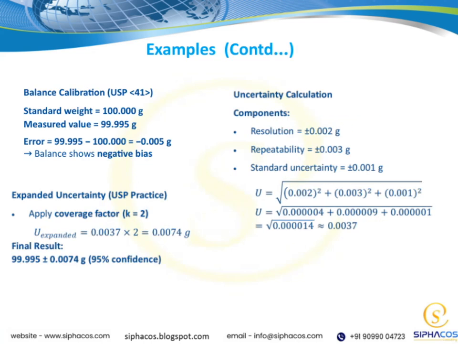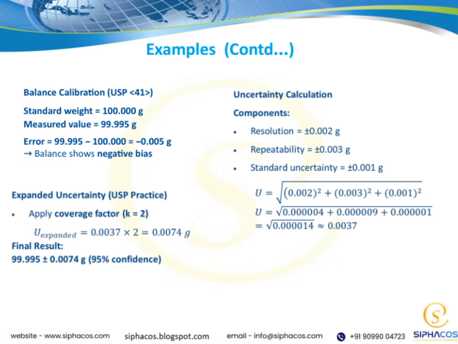Let's take a look at some additional examples of balance calibration, as outlined in USP 41. Here, we've got a standard weight of exactly 100 grams. When we measure it on the balance, the actual reading shows 99.995 grams. This difference gives us an error of minus 0.005 grams, meaning the balance is showing a slightly lower value than the true weight. In other words, the balance exhibits a negative bias.